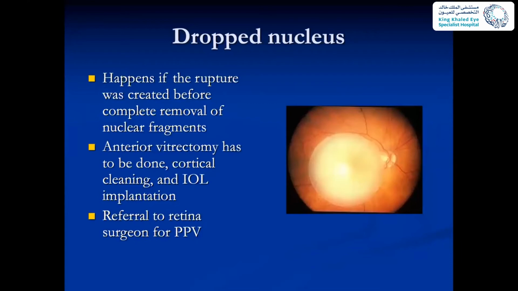Another thing that can happen is the dropped nucleus. No one wants to have a dropped nucleus, and this usually happens if the rupture was created before complete removal of the nuclear fragment. Most of the time, we don't identify the posterior capsule rupture before the nucleus is dropped, because if we identify it, we will be more careful. But most of the time, whenever the nucleus is dropped, there is a rupture that we didn't identify, and we continued as usual with the same settings, and this will cause the nucleus to drop.